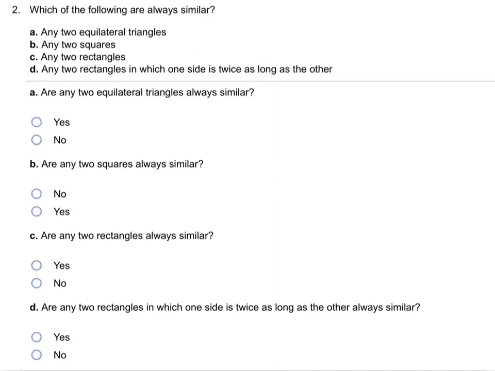How about number 2? Which of the following are always similar? So first off, 2 equilateral triangles. If you have a little equilateral triangle and then you have a big equilateral triangle, are those really always the same shape? One's just a tiny version of the other. Like if you blew up the little one, would it always fit right on the big one? Or might they be different somehow?